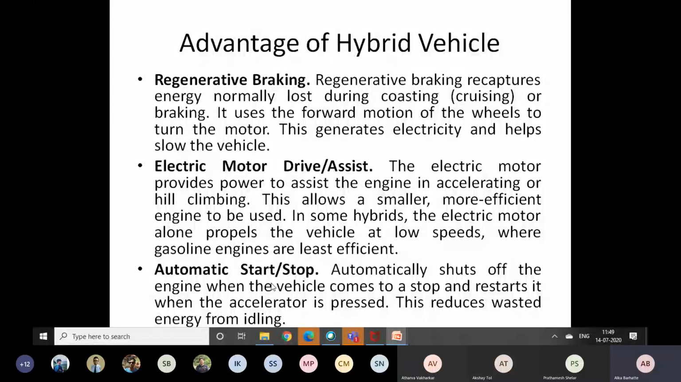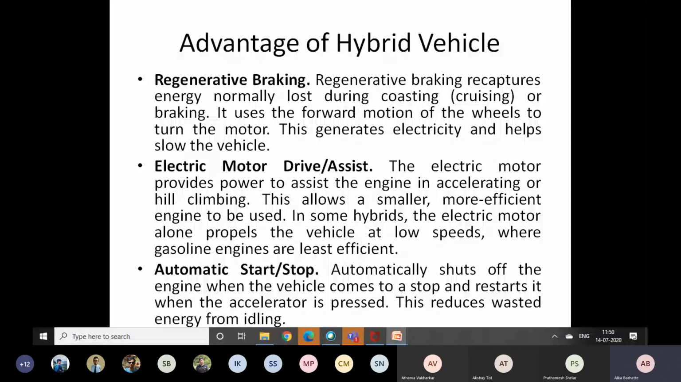Automatic start and stop, I think nowadays it's very common in most vehicles. Whenever you are waiting at the signal, your vehicle will automatically stop, so the engine will not work, and for that time duration your auxiliary systems are driven by the batteries. After a particular time duration, your vehicle will automatically start. Obviously, whenever the engine is stopped, the fuel consumption stops.